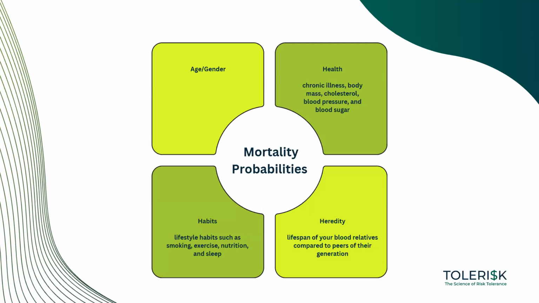The last illustration was literally just age-based generic, but there's also good data around differing mortality distributions. Besides age and gender, women live longer than men statistically, we have the three H's, as I like to think about them: health, habits, and heredity. Health being chronic illness, body mass, cholesterol, blood pressure, blood sugar, things that you'd probably be discussing with your doctor. Doesn't mean that the client has to discuss that with you.